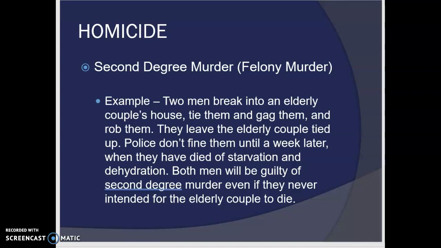It's very sad. A couple of men broke into an elderly couple's house, and they intended to rob them, and they tied them up. From what I understand, they didn't even tie them up very tight, but the couple were elderly and pretty frail. They just assumed that someone would find them within a day or so. The problem was no one did, and the couple died. They both died of starvation and dehydration. So in this case, they committed a robbery. They had no intent that the couple would die, but their actions led to their deaths. So they would be on the hook for felony murder.